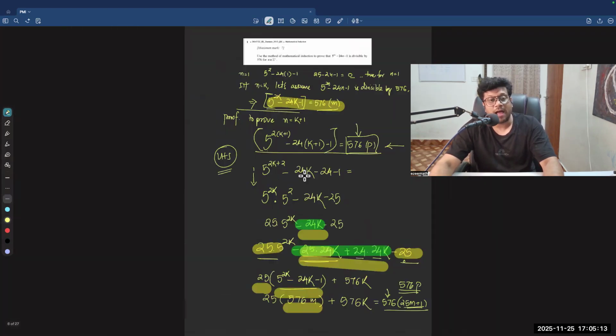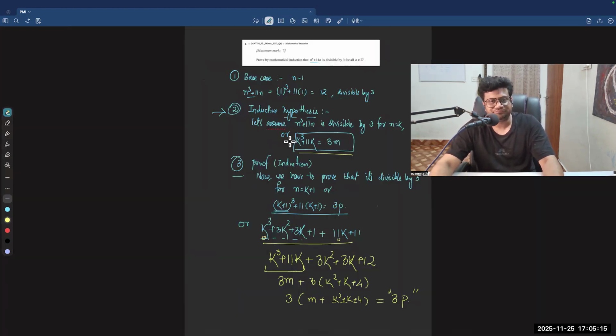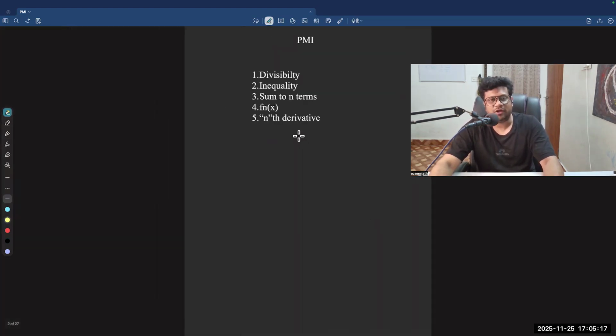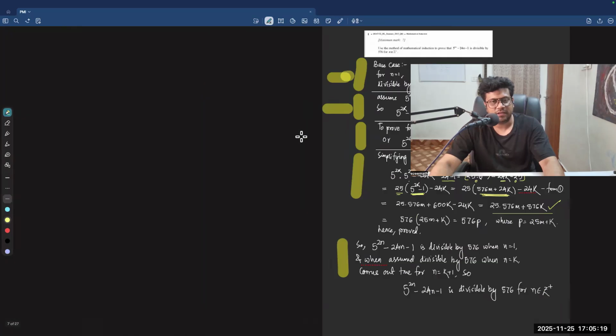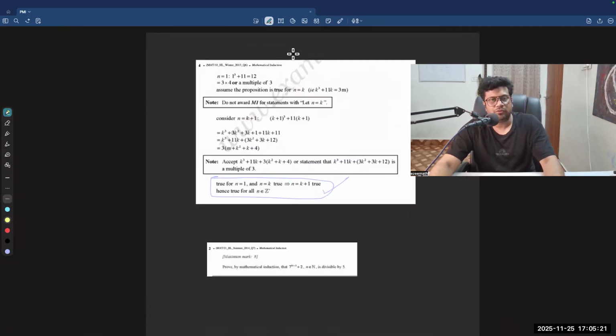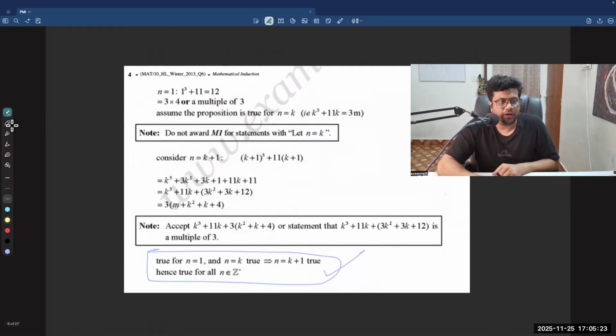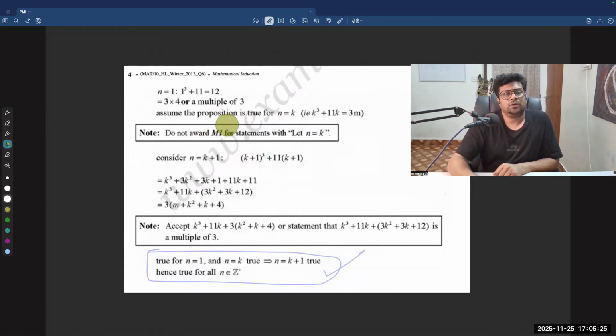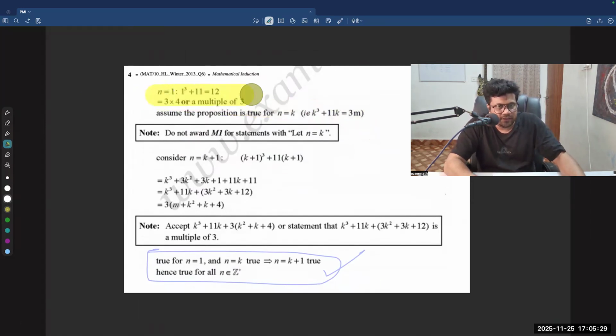Now I am going to have to show you the marking scheme, the official marking scheme for these. So let's go through how to go about it according to the marking scheme. So n equal to 1, that's your base case. This is your base case. This is your inductive hypothesis. And this is your proof.